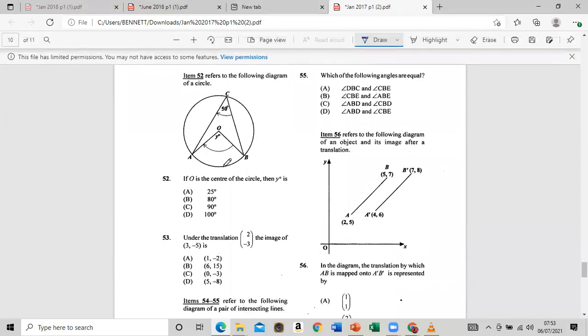52 now. If O is the center of the circle, then, remember the rule? Angle at the center is twice the angle at the circumference. So 2 times 50. So that gives 100. Alright.